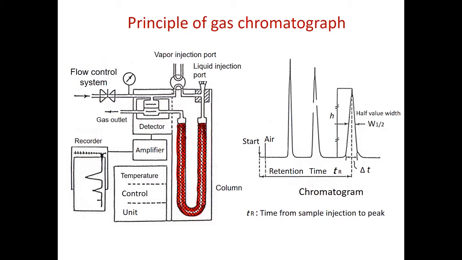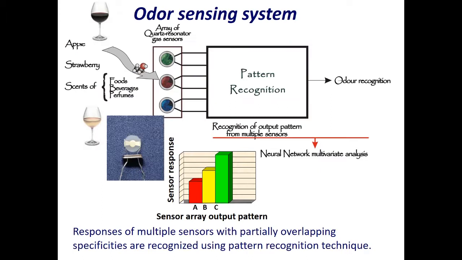So when people do gas analysis, they typically measure this retention time and do the gas analysis qualitatively and also quantitatively. This is a very famous conventional technique. And now moving to the sensing system. This is a typical odor sensing system, often called an electronic nose.